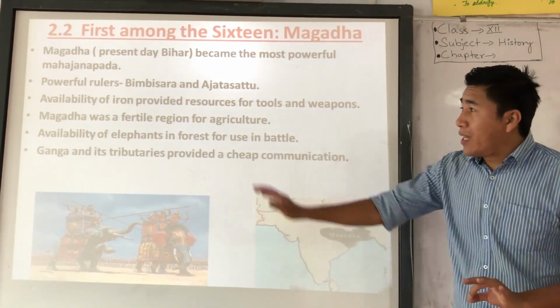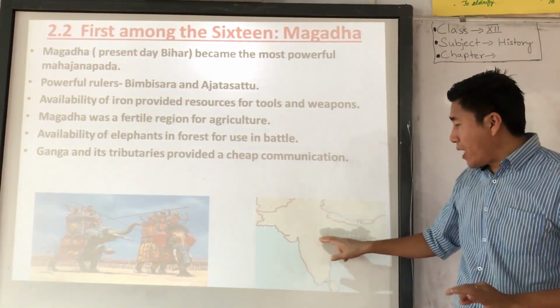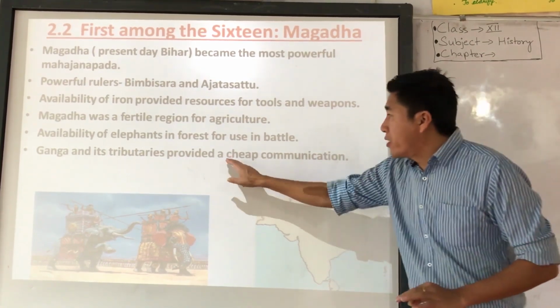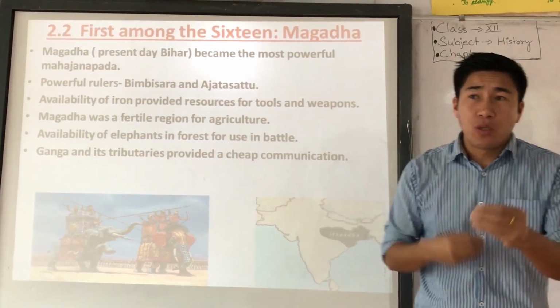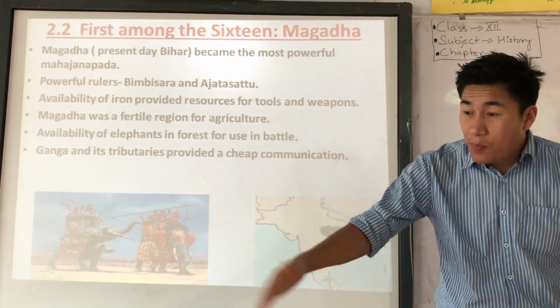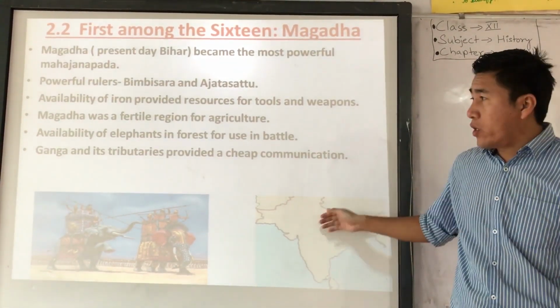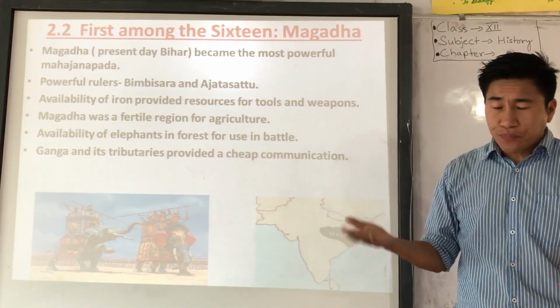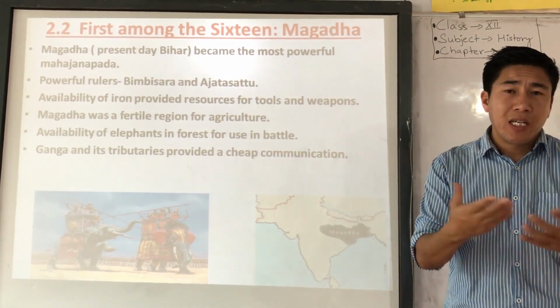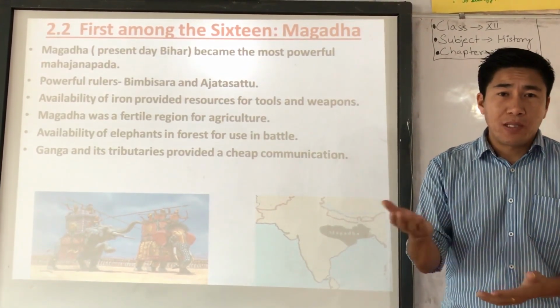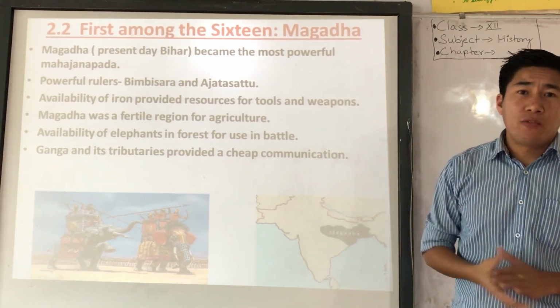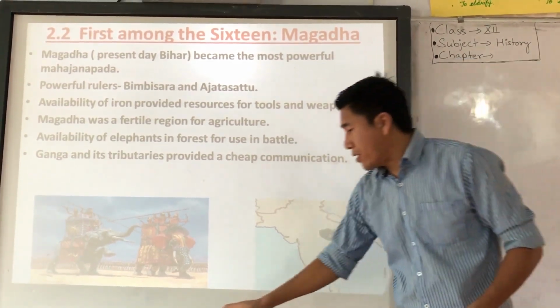And the last, Ganga and its tributaries, right? The river tributaries provided cheap communication, a means to do business with others. The cheapest mode of transportation is a riverine route, right? So here the Ganga and its tributaries provided cheap means of communication to do business with others. So because of that, it became very popular among the 16 Mahajanapadas.